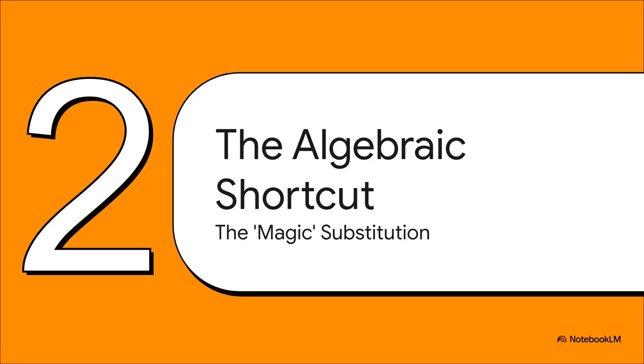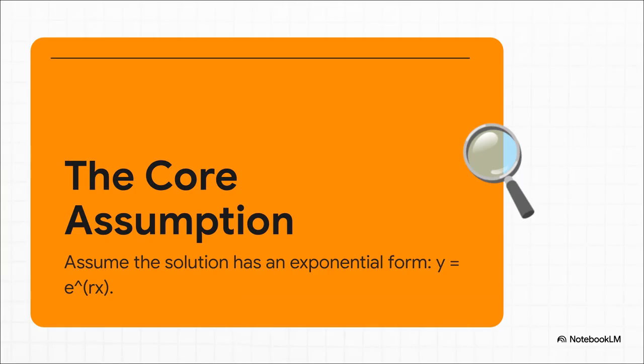You ready? This entire shortcut, the whole beautiful trick, hinges on making one very, very clever assumption about what the solution is supposed to look like. And here it is. We're just going to assume that the solution, y, is an exponential function, e to the power of r times x. Now, why this specific form? Well, look back at the original equation. It's a bunch of derivatives all added up to equal 0. And what's the one function we know that basically keeps its own shape when you differentiate it? The exponential. Its derivatives are just multiples of itself. And that property, that's the key.